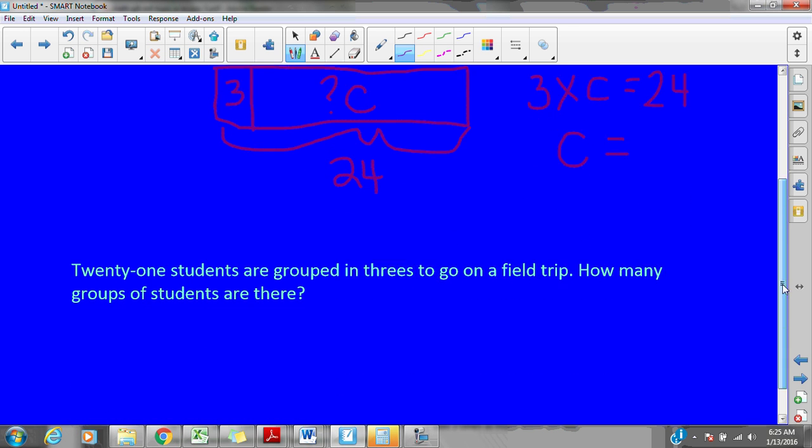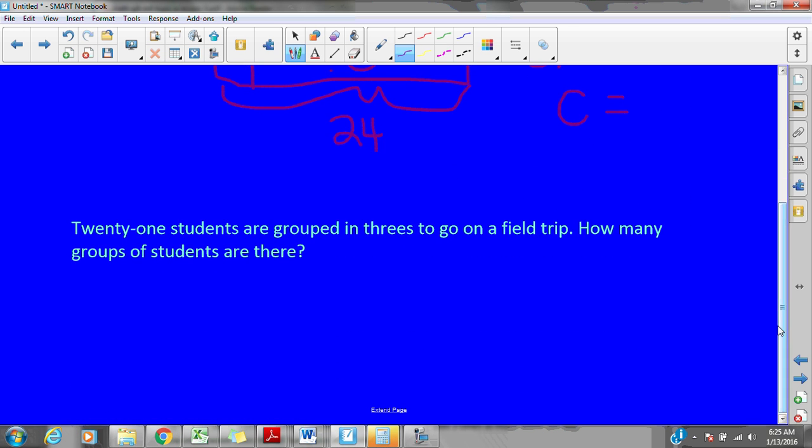You can also use an unknown in a different kind of problem, a division problem. So this problem says 21 students are grouped in 3s to go on a field trip. How many groups of students are there? Well, what am I being asked? To tell how many groups of students there are. Okay? I know, and I'm analyzing now, that 21 students are grouped. And I know that they're grouped in 3s.